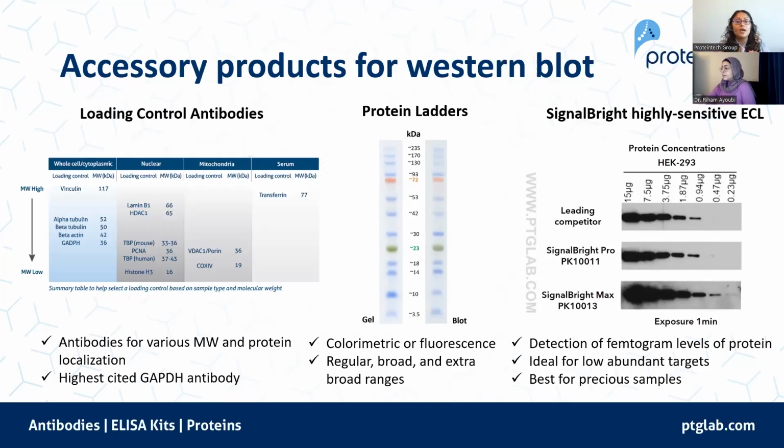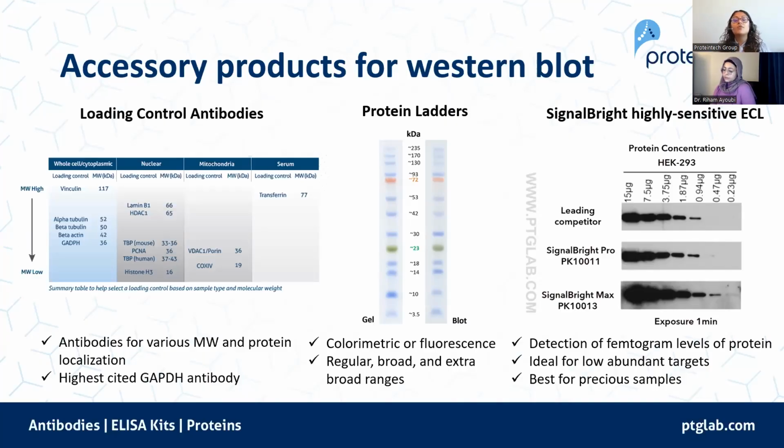That includes our GAPDH monoclonal antibody, which is actually the top cited GAPDH on the market. We also offer three different protein ladders. We have our regular, broad, and extra broad range ladders. These ladders can really help you identify proteins between 3 to 310 kilodaltons.